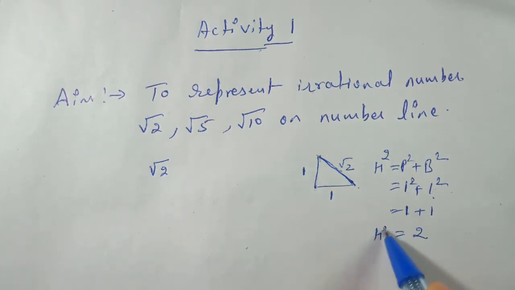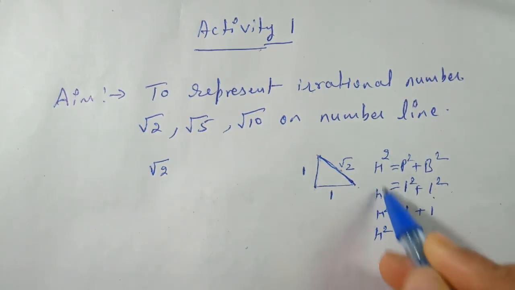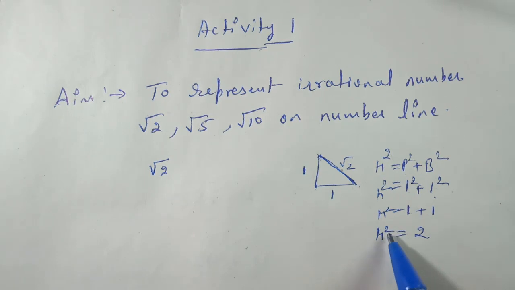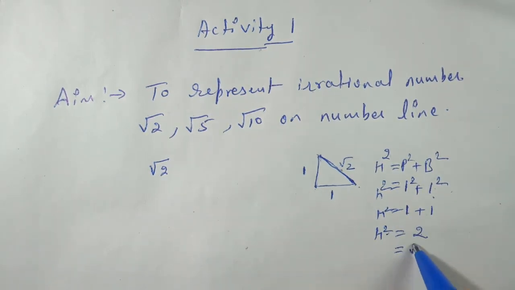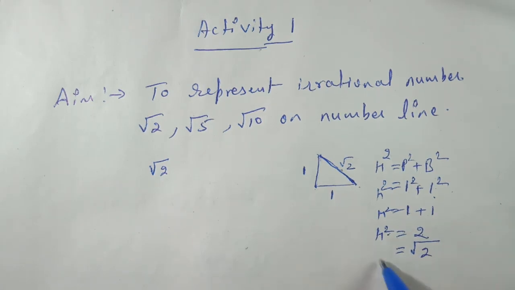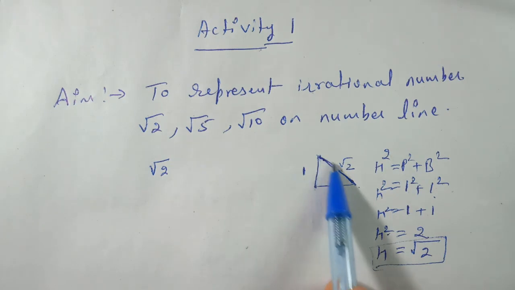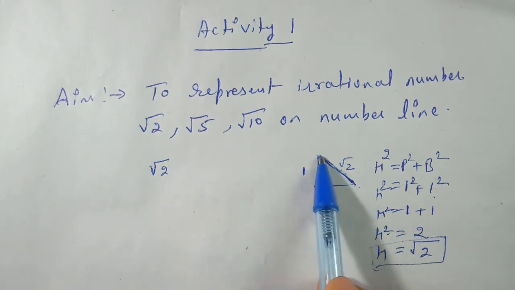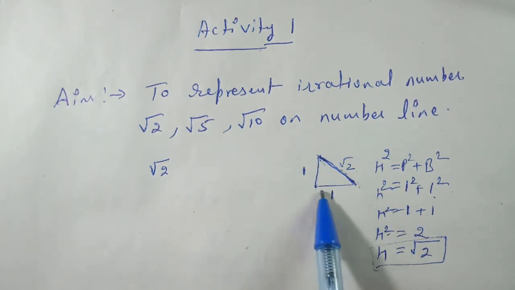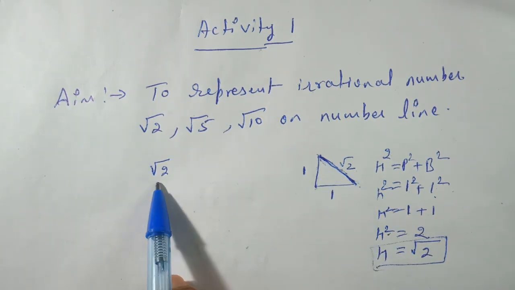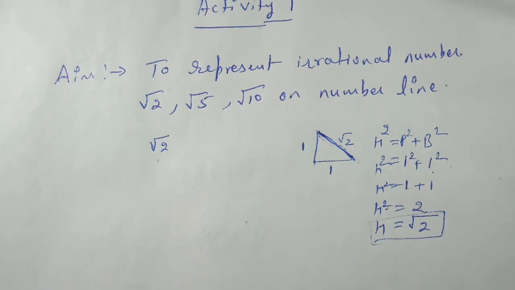It means we get h square equal to 2. When we transpose the square to the other side, it changes into square root form. So the hypotenuse will become root 2. It means the length of this will be root 2. So we have to take the measurement 1 and 1. First we are going to start the representation of root 2 on the number line.